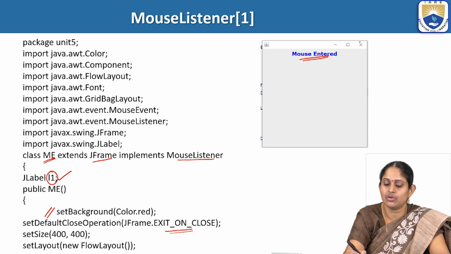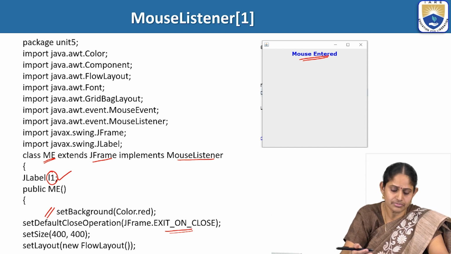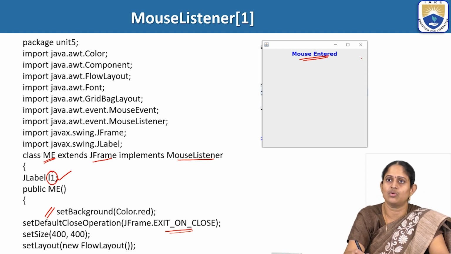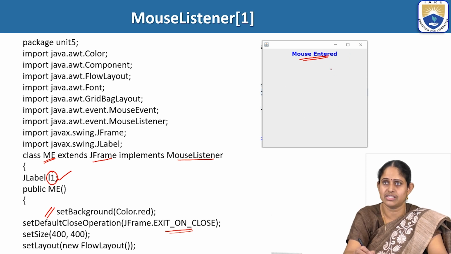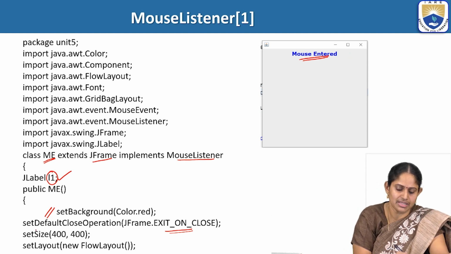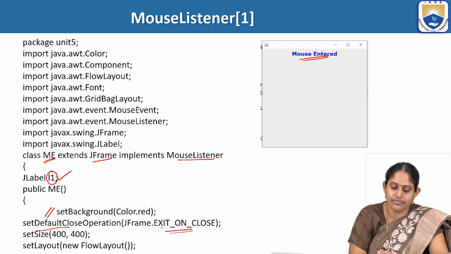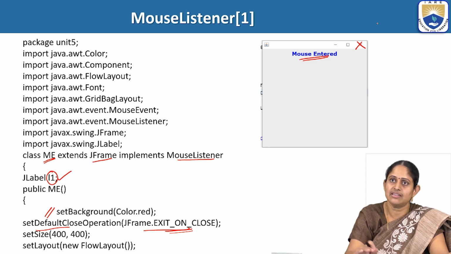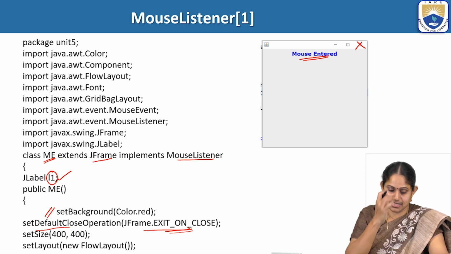Whenever we close this window, there may be several operations. It may either exit on close or it may hide that window. So there are various operations which are defined for windows. Once our work is over, we will just close the window. When we press the close button of this window, what action has to be taken is defined by set default close operation. It is telling the frame to exit on close. So JFrame.EXIT_ON_CLOSE indicates that when we press the cross button or the close button, this window will be closed, and it will exit.